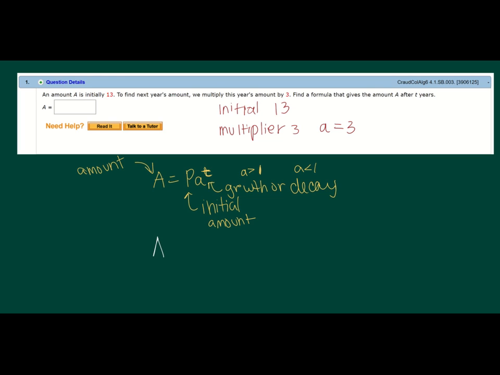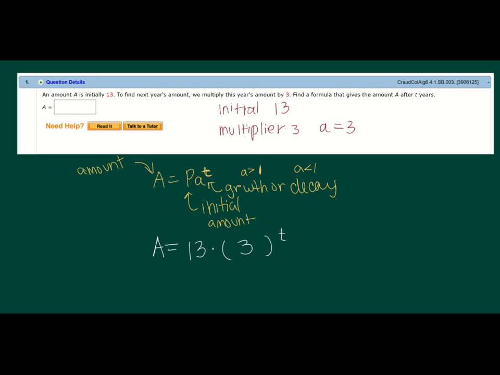We have A equals, the initial amount is 13. I'm substituting 13 in for P. We're multiplying that by the growth rate in this case, which is 3. So the final answer here, make sure you enter it in very carefully, is 13 times 3 to the t.